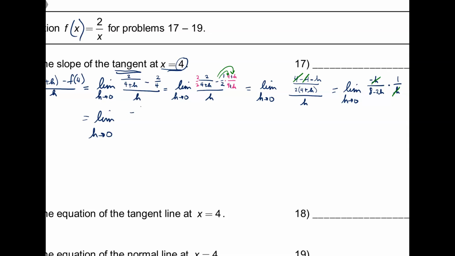Alright, so just rewriting so we all have it in one place, negative 1 over 8 minus 2h. And if I plug in 0, I get negative 1 over 8, negative 1/8. That is the slope at x equals 4. Slope of the tangent at x equals 4.